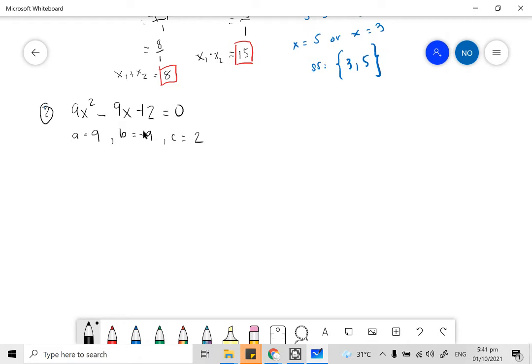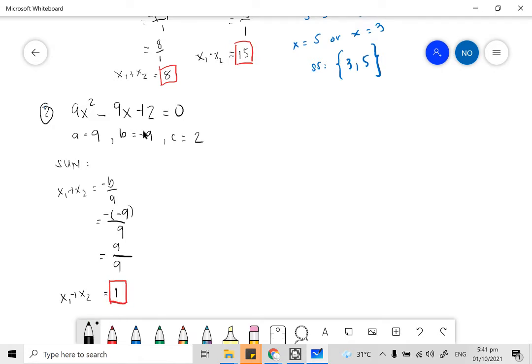Now, using the formula to find the sum, which is ang formula natin ay negative B over A, i-substitute lang natin class. Negative times B, which is negative 9. Ayan, sinubstitute lang natin. Over A, which is 9. Solve natin. Negative times negative 9 is positive 9 over 9. Simplify, 1. Therefore, x sub 1 plus x sub 2 is equals to 1. Meaning to say, class, the sum of the roots is 1.